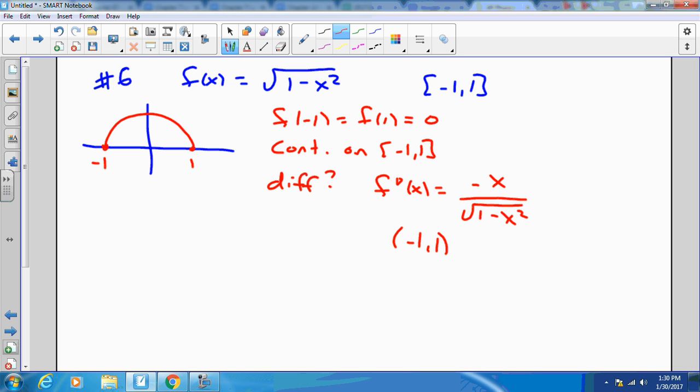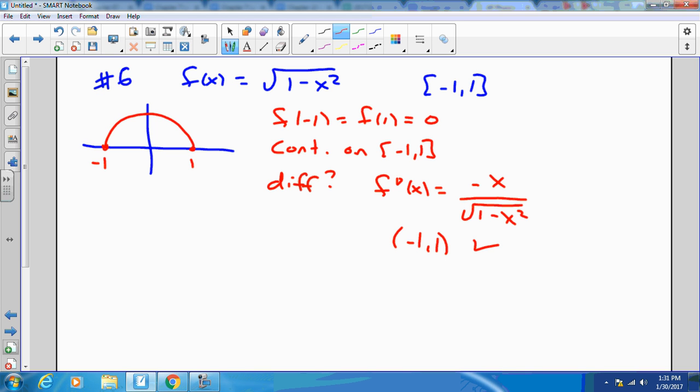That's not in that interval. x equals negative 1 is not in the open interval negative 1 to 1. And neither is x equals 1. So my function has vertical tangents at the endpoints. That's okay. It is differentiable on the open interval negative 1 to 1, but not the closed interval. But I don't care.